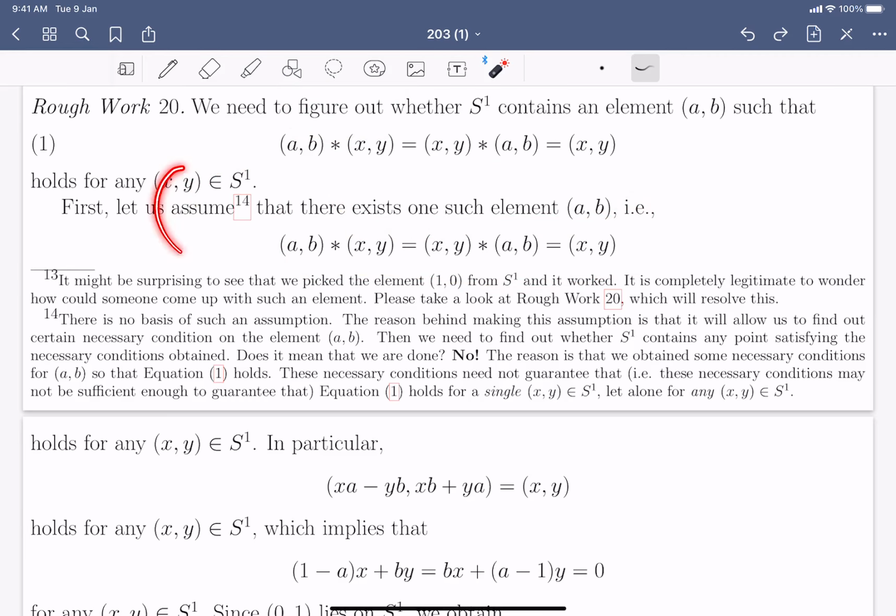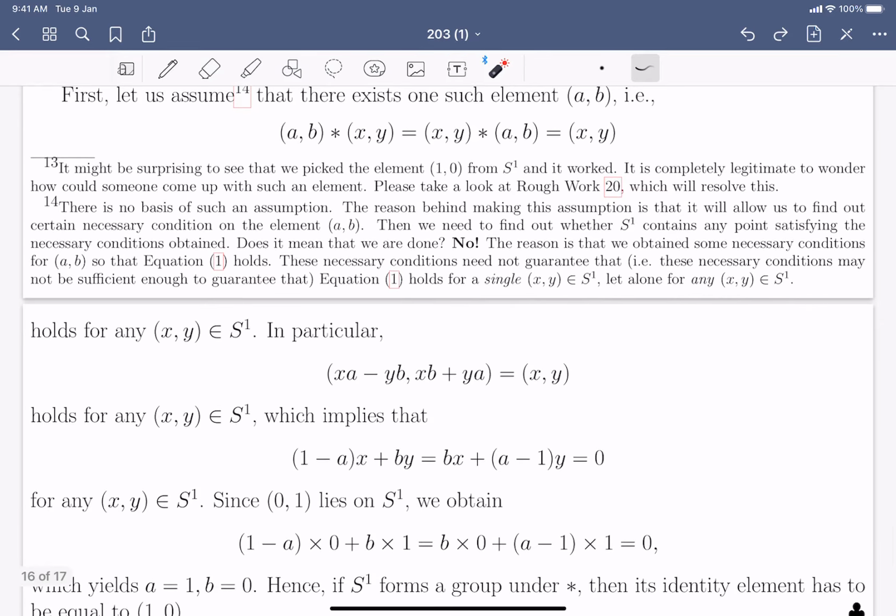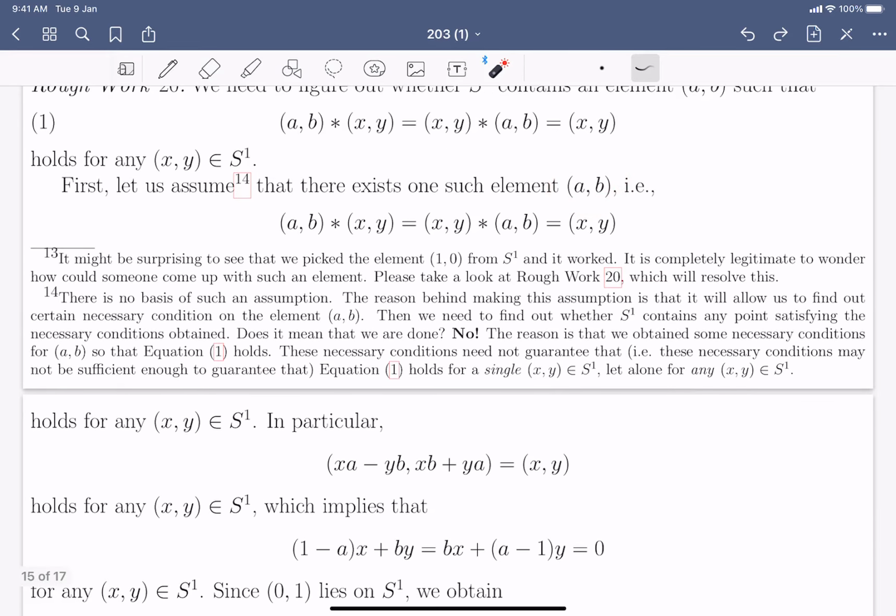You can also ask me, why are you making this assumption? It may happen that there is no such element. But you do not know whether there is such an element or not. The idea is that we'll assume that such an element exists, that is, an element (A, B) exists such that these equalities hold for any (x, y) inside S1, and from this information we will deduce certain necessary conditions for (A, B) to satisfy. And from there we will have certain choices left for (A, B), and that will essentially do, right?